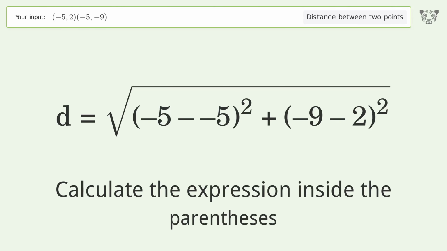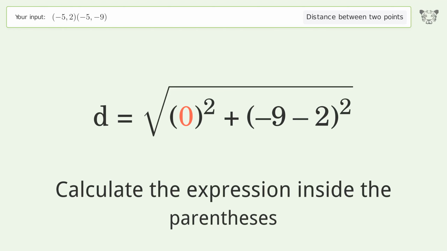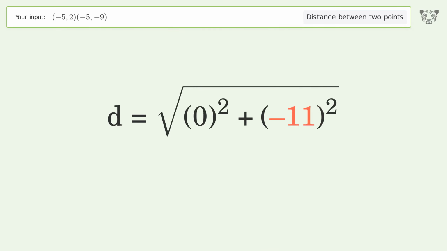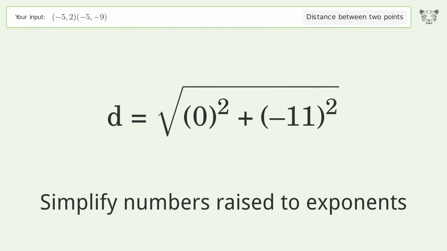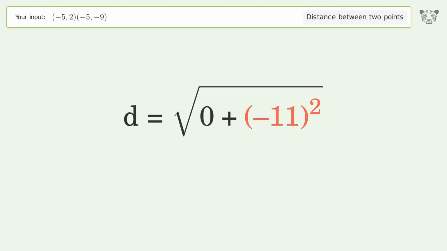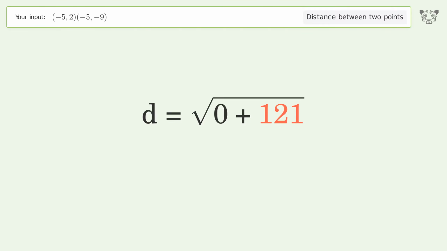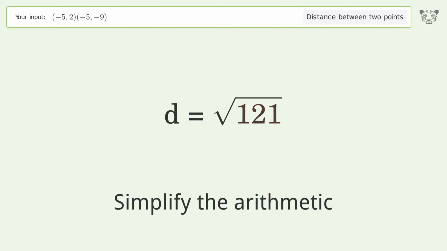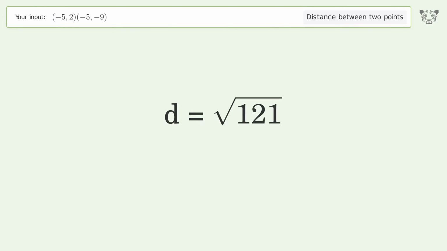Calculate the expression inside the parentheses. Simplify numbers raised to exponents. Simplify the arithmetic. And so the distance between the 2 points is the square root of 121, or 11.